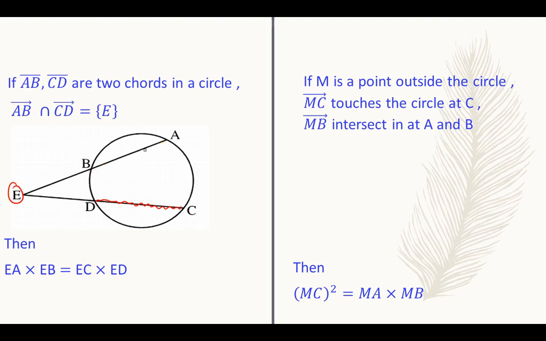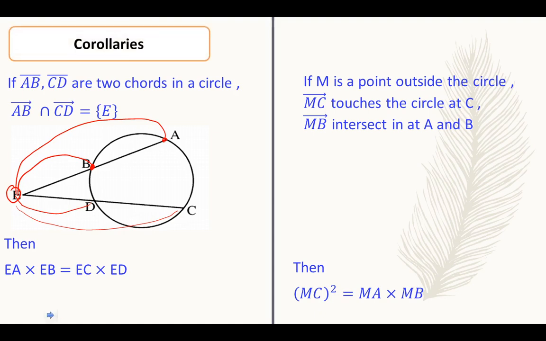So if the two chords intersect outside the circle, you again start from the point of intersection of the two chords. Here from E to the beginning of the chord, which is EB, multiplied by E to the end of the chord, which is EA, equals ED multiplied by EC. Okay? So again, EB multiplied by EA will equal ED multiplied by EC.